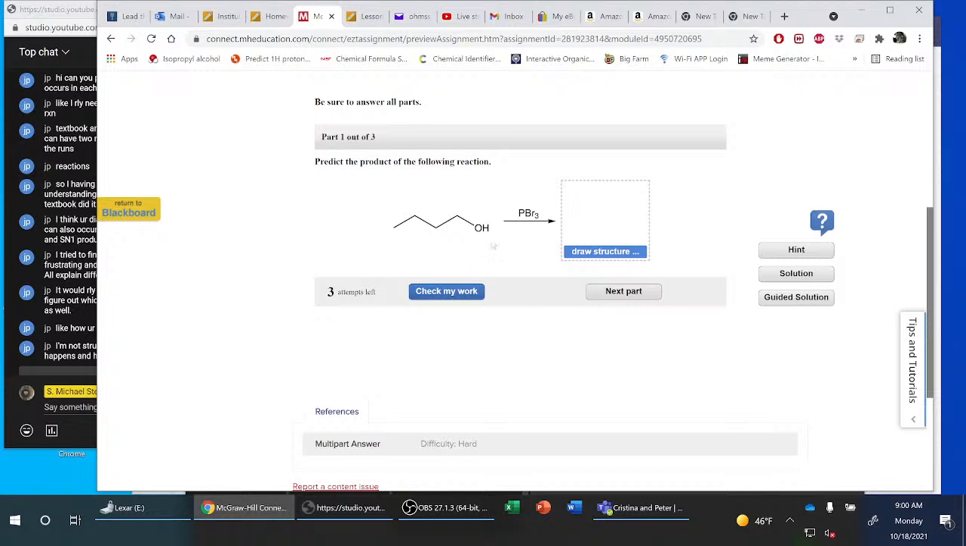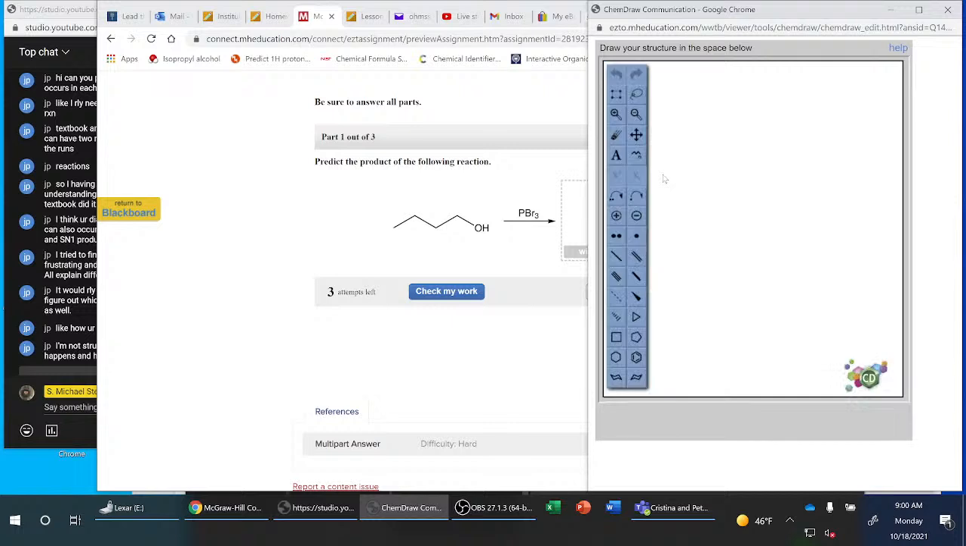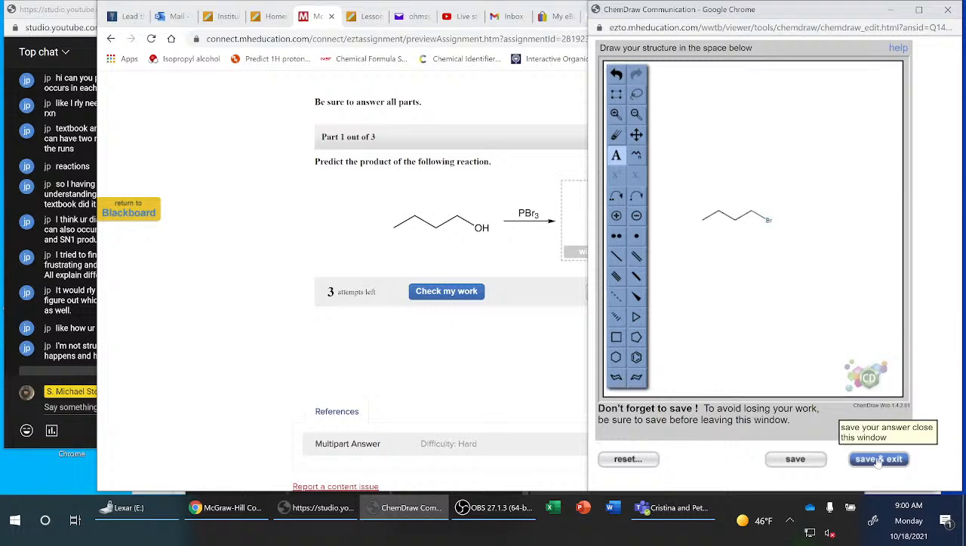Based on the question I got, I'm guessing a lot of this really just boils down to the software being finicky, but I'll go ahead and work through the problem. So the question here: you have 1-butanol with PBr3. Draw the structure. PBr3 is a very stereoselective reagent, very good at substituting primary alcohols, in this case for bromination. The nice thing about this mechanism is that we're not going to get carbocation rearrangement. This is going to be a pretty fast, efficient reaction.